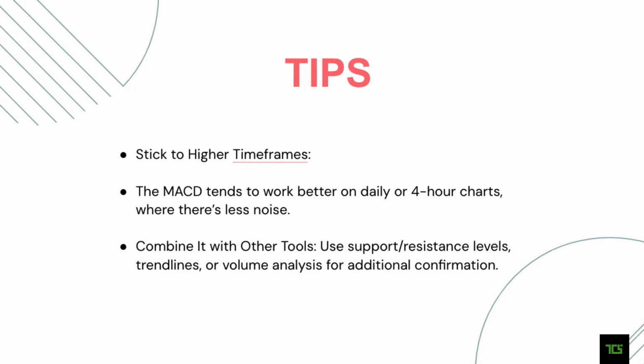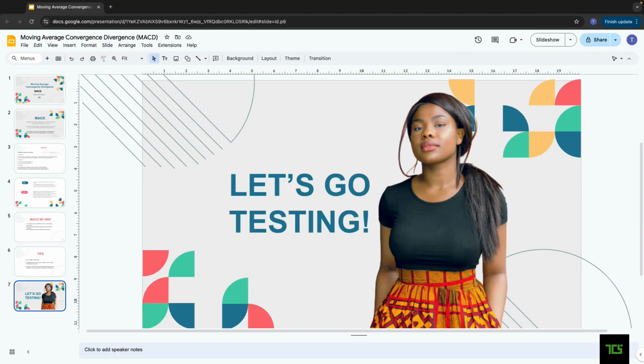Tip: stick to higher time frames. With the lower time frames, you're going to get a lot of unreliable signals and noise. So MACD tends to work better on higher time frames, like the daily or the 4-hour chart. So let's go testing in the chart.